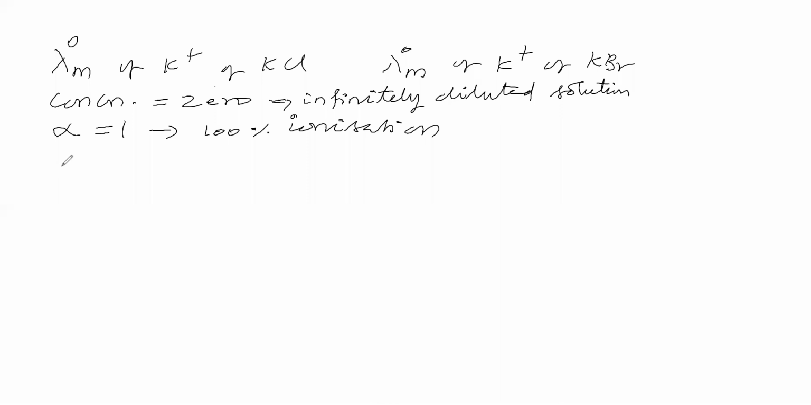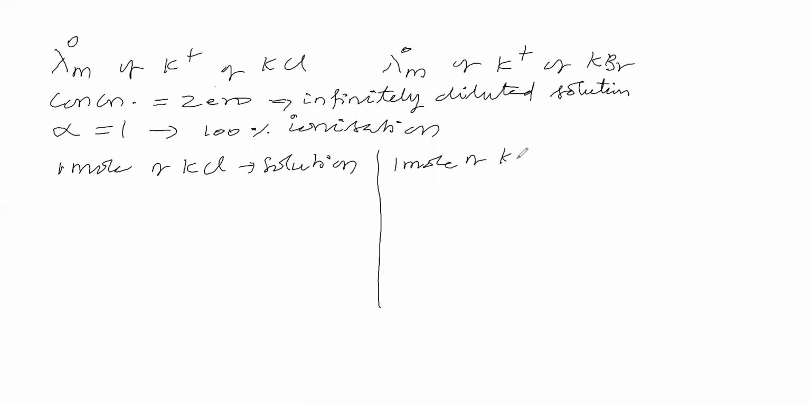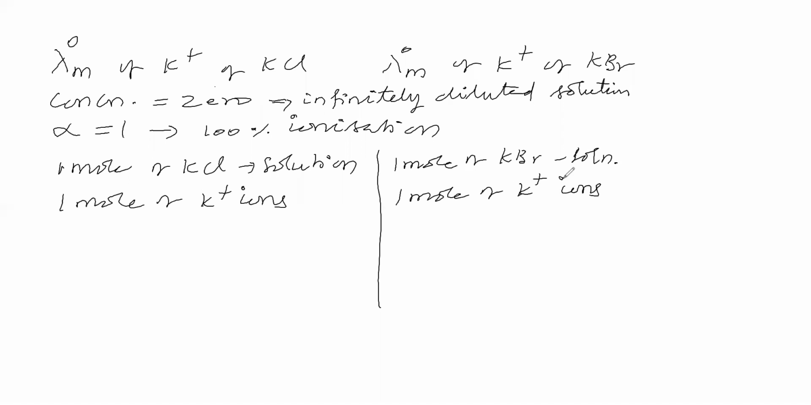Now we will take 1 mole of KCl in the solution. Similarly, here we will take 1 mole of KBr in the solution. Now how much K plus ions are present? 1 mole of K plus ions is present here because of complete ionization. Here also 1 mole of K plus ions is present because of 0 concentration, infinitely diluted solution, alpha is equal to 1.